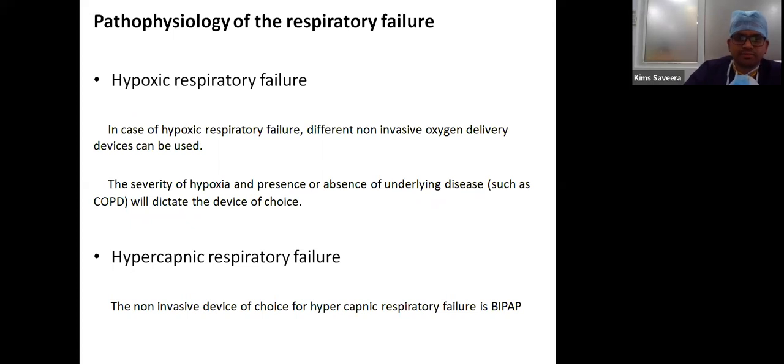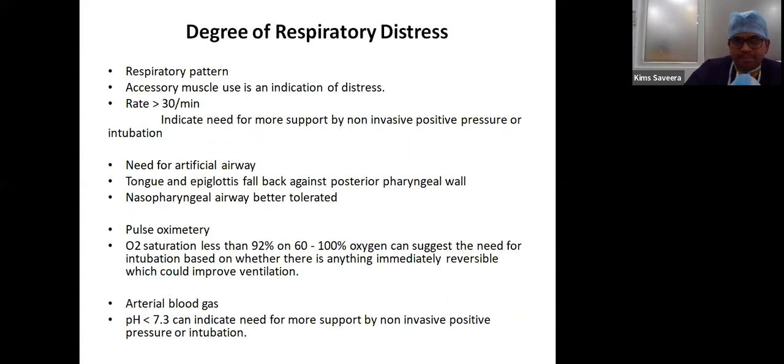When it comes to the pathophysiology of respiratory failure, basically we have just two types: hypoxic respiratory failure and hypercapnic respiratory failure. In hypoxic respiratory failure, different non-invasive deliveries can be used, and the severity of hypoxia and presence or absence of underlying lung disease will define which device we should use. In hypercapnic respiratory failure, a non-invasive device is a good choice, and that is BiPAP.